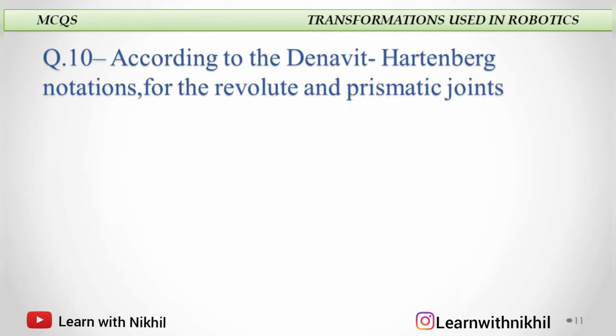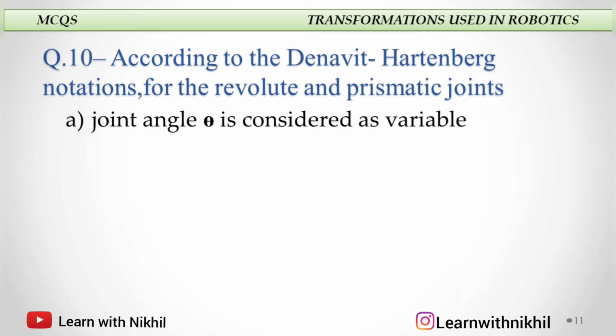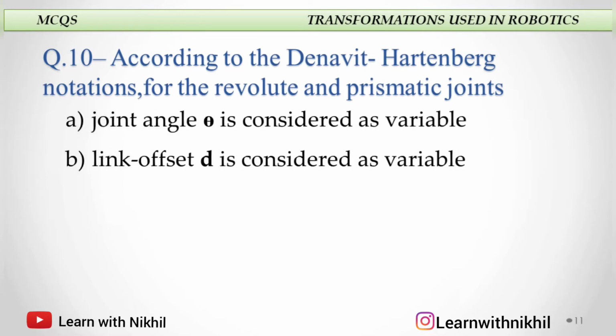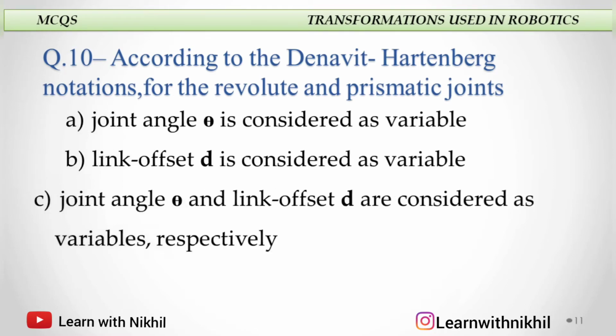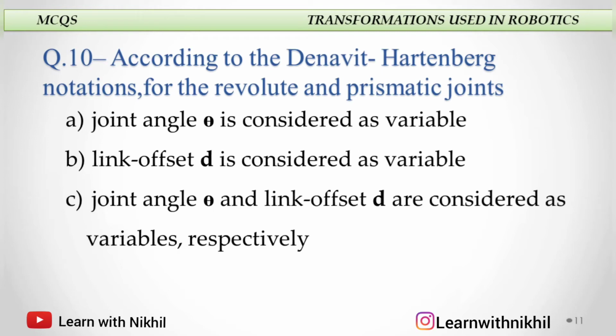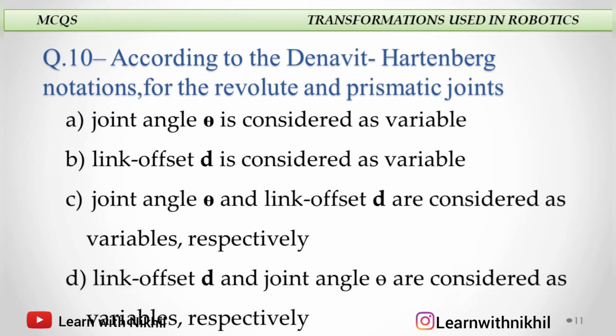According to the DH notations for the revolute and prismatic joints, is joint angle theta considered as variable, link offset D considered as variable, theta and D considered variable, or D and theta considered as variables? So in DH notations for revolute and prismatic joints, theta and D both are considered as variables respectively. So theta for revolute and D for prismatic are considered as variables.